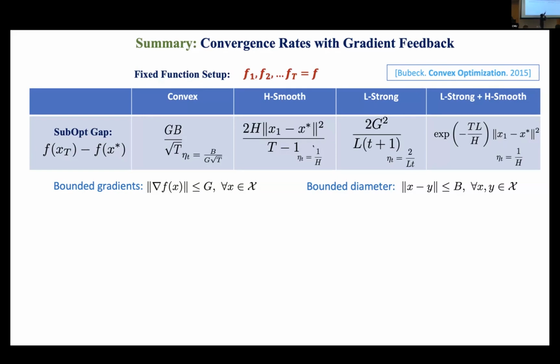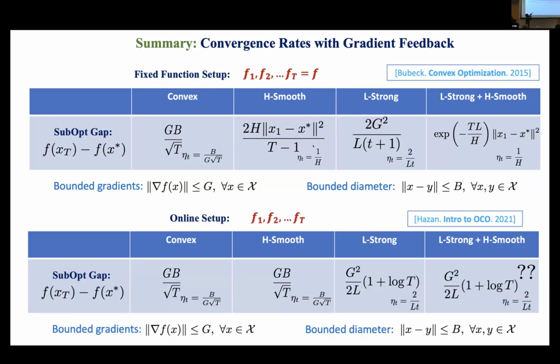Turns out that if you use strong convexity, or strong convexity and smoothness both, you can get an even better rate when the function is fixed and not changing over time. In contrast, when the function is changing over time, the rates look pretty bad. The rate is essentially GB over square root T for both convex and smooth functions. If we have strong convexity, or smoothness and strong convexity, we can actually get better rates.